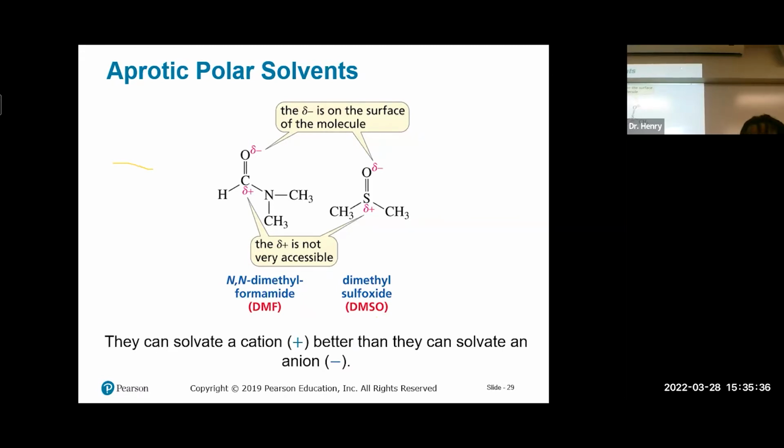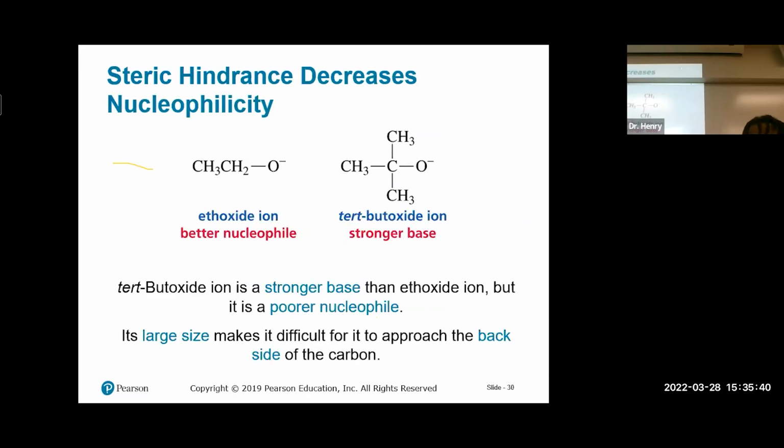Okay, does that make sense? Okay, so steric hindrance is going to basically decrease the nucleophilicity of compounds.